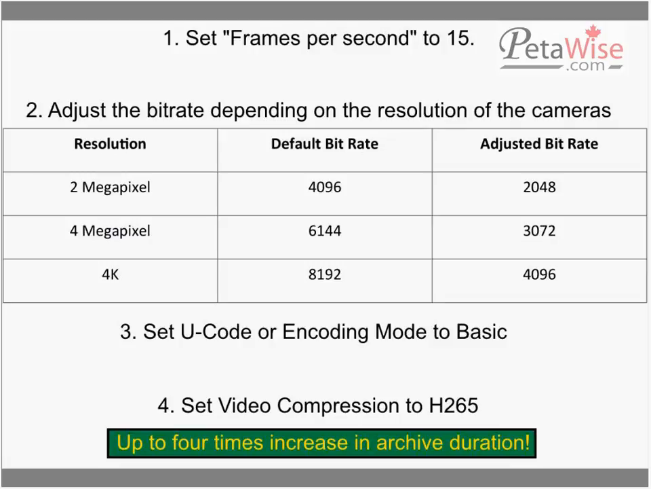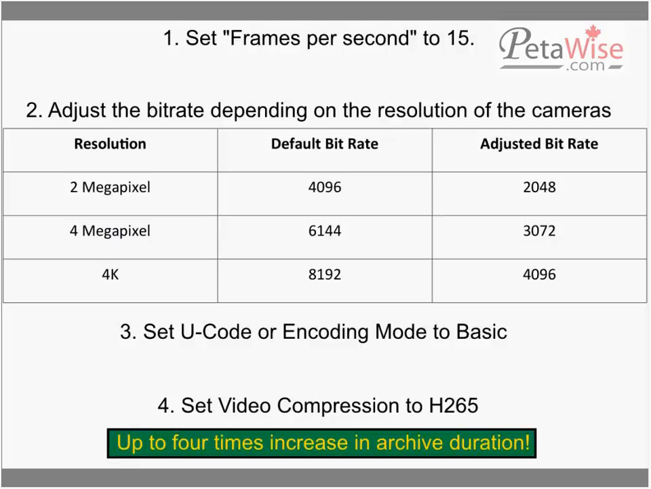So of course, we want to set the frames per second to 15. We want to adjust the bit rate depending on the resolution of the cameras. For step 2, this should be done automatically by the NVR, but you can double check to make sure you're actually dropping the bit rate. And we're going to want to set our U-code or encoding mode to basic, and I'll show you where you're going to be doing that on the NVR, and set our video compression to H.265 from H.264.